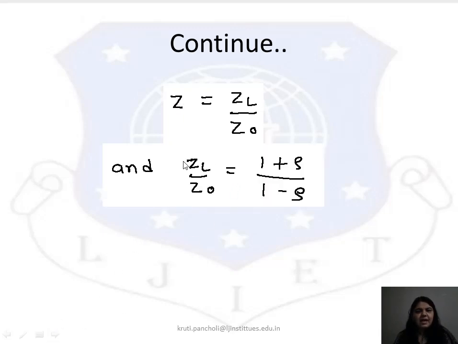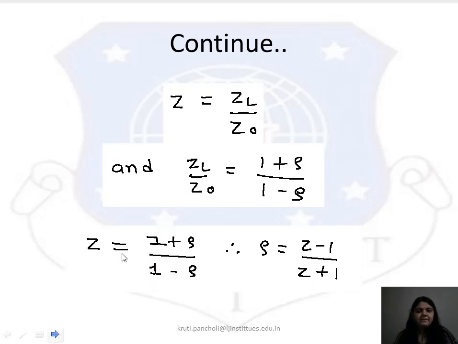As I know again, ZL by Z0 is equal to 1 plus rho upon 1 minus rho, and from that I can find that Z is equal to 1 plus rho upon 1 minus rho. Using this relationship we can also find rho. Rho is equal to Z minus 1 upon Z plus 1.